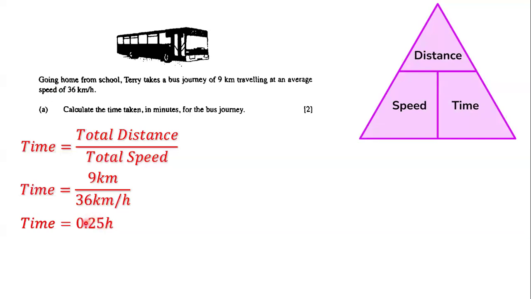But we want our answer in minutes. And so what do we know? Well, we know that 1 hour is equal to 60 minutes. And so if we want to convert 0.25 hours into minutes, we have to multiply by 60 because 1 hour is equal to 60 minutes. So 0.25 hours multiplied by 60 gives us 15 minutes. And so the time taken in minutes for the bus journey is 15 minutes.